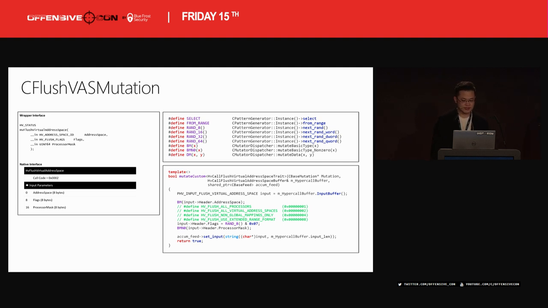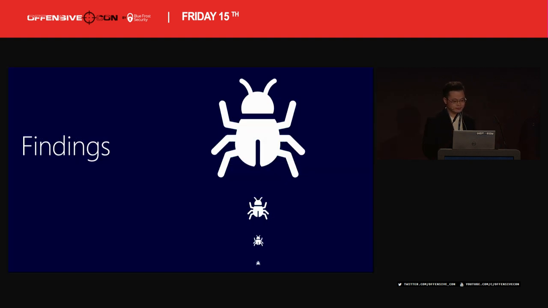The macro BM is a wrapper for mutator dispatcher interface. It can be directly applied onto a primitive data field, regardless of its actual data type, thanks to C++ template.